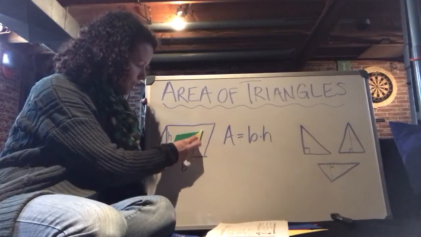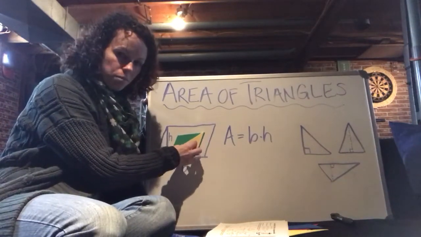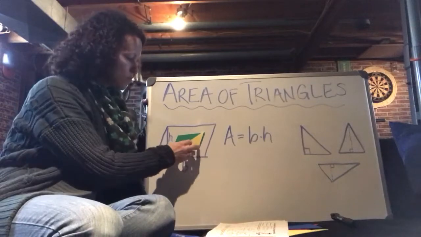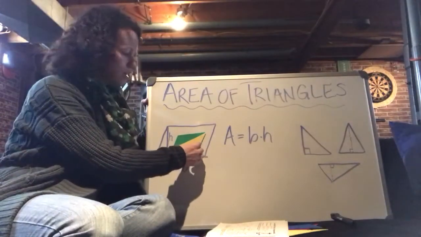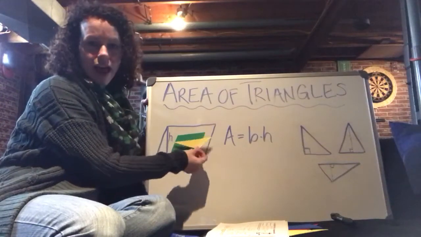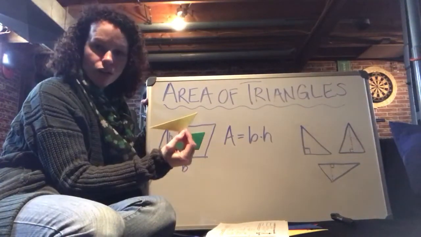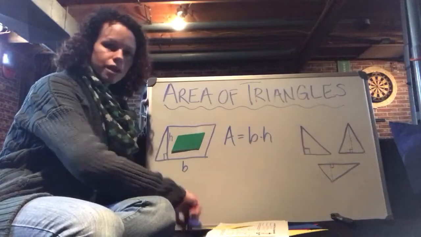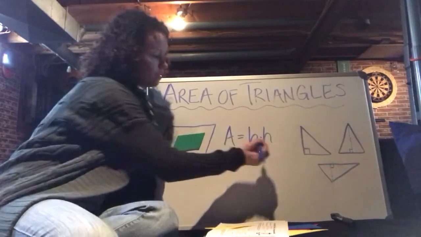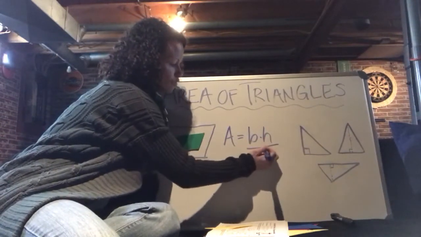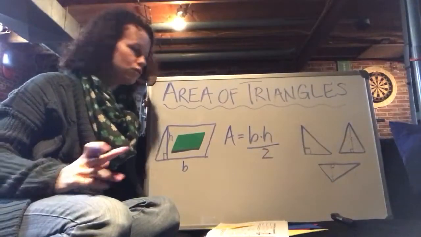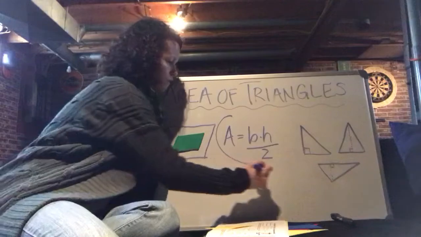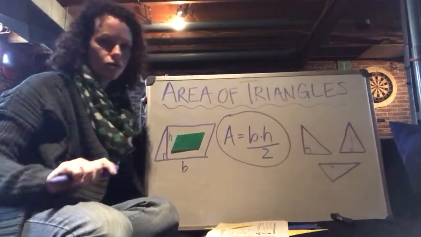So to find the area of a triangle, we're going to use a similar method, but we don't want the whole parallelogram. We don't want the whole base times height. Since we only want half of it to make up our triangle, then we're just going to take our base times height and then divide it by 2. So we're cutting it in half. We're dividing it by 2. That's where the formula for finding the area of a triangle comes from.